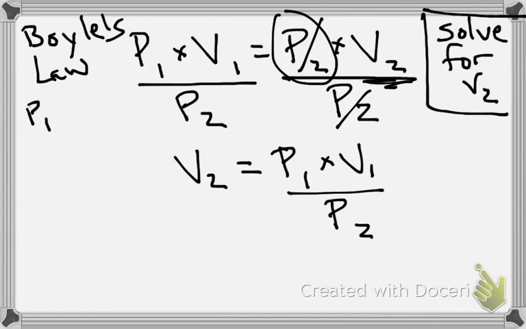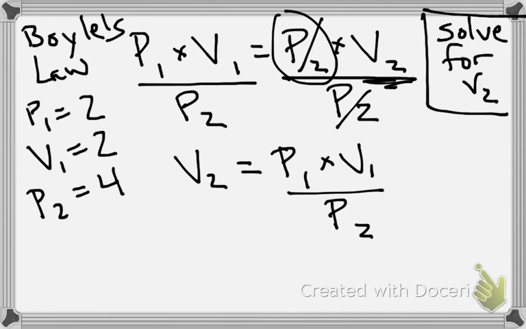If we were to plug numbers in here, I'm just going to create a hypothetical situation. Let's say that the initial pressure is 2 and that the initial volume is also 2. Let's just throw out some numbers here. Let's say that we change the pressure, P2, to, let's say, 4. And we want to know what V2 equals.